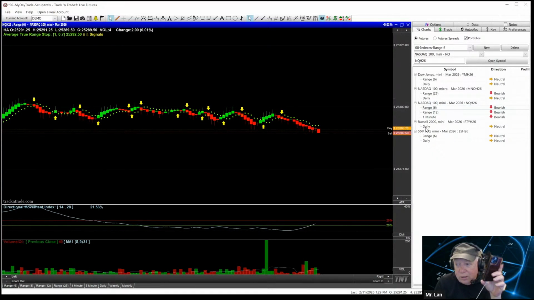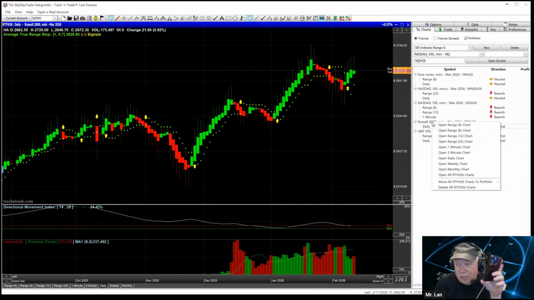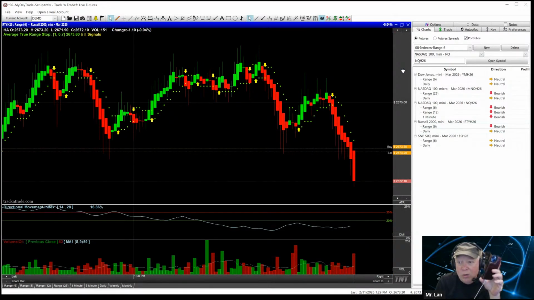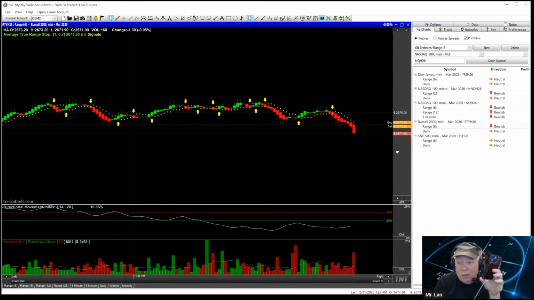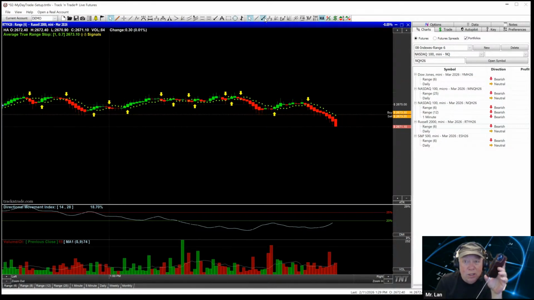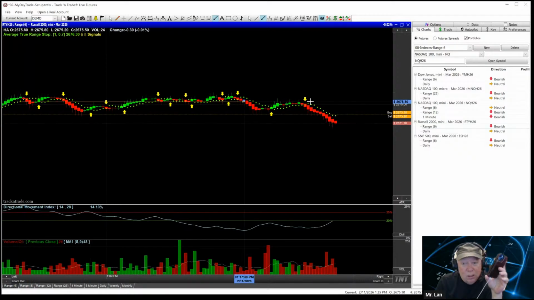Let's go down to the Russell. This is the daily chart on the Russell. Russell's another little small one. This is the smallest of them all, and still in the mini market without going over to the micro. So you can see it's been dead all day too. It's just gone flat sideways all afternoon.